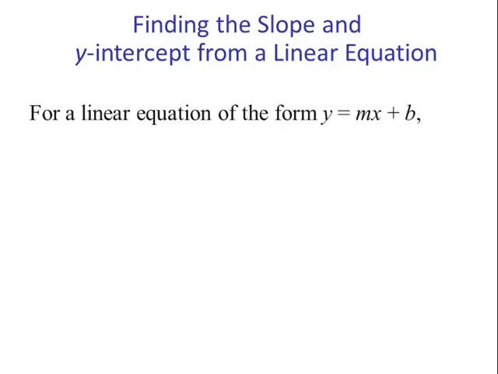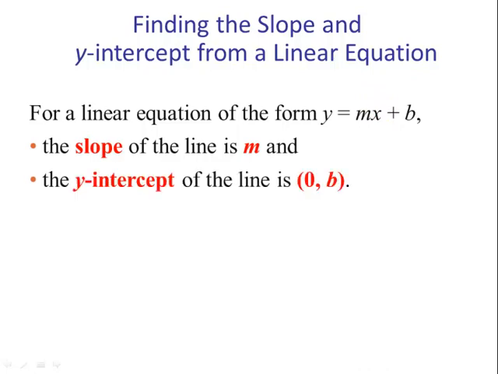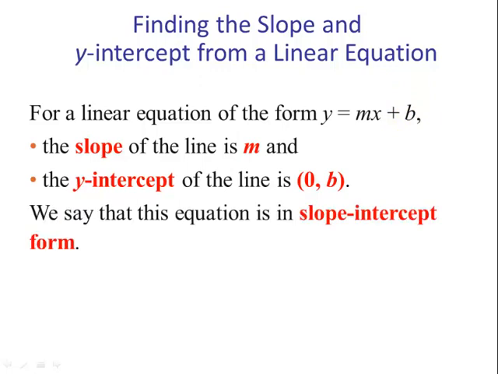Finding the slope and y-intercept from a linear equation. For a linear equation of the form y equals mx plus b, we know that the slope of the line is m, whatever number is multiplying the x, the independent variable, and the y-intercept is the value of b. So whatever number is here is going to be our y-intercept. We say that this equation is in slope-intercept form.